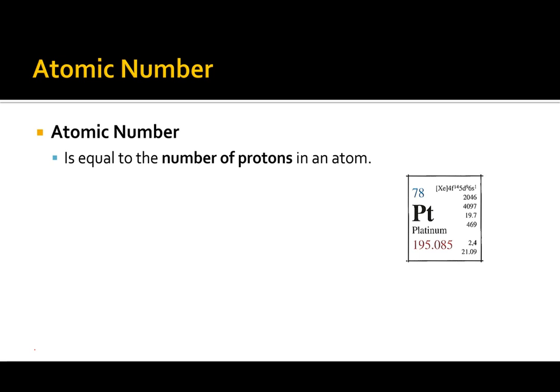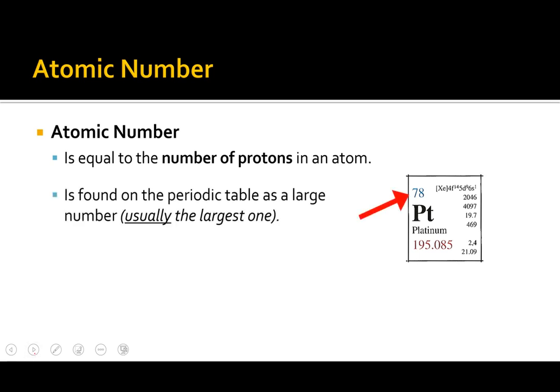The atomic number is equal to the number of protons in the atom. So that's it. That's the bottom line. In the case of platinum here, we see the atomic number shown as the 78 in the corner. On most periodic tables, the atomic number will be the most prominent number, typically the largest font on the block for that element. In this case, we see it in the top left corner. That's not always where it's going to be, but it'll be a whole number, and it'll be typically very prominent.